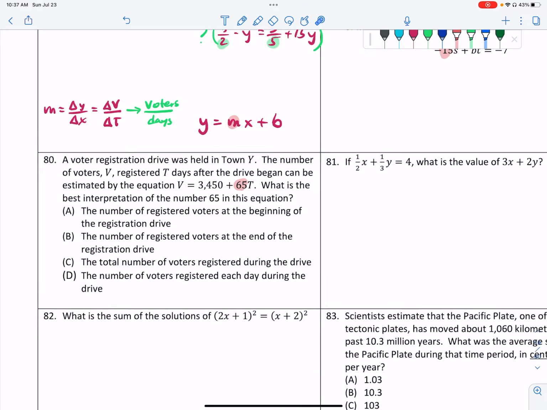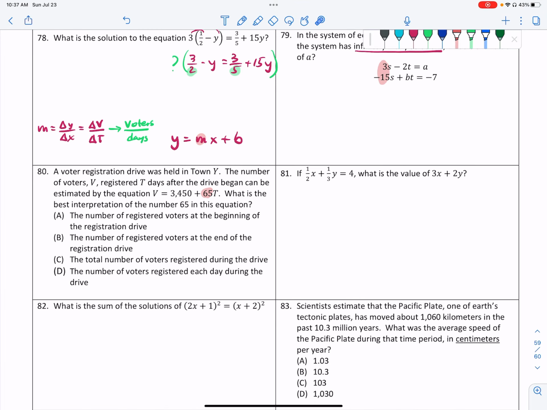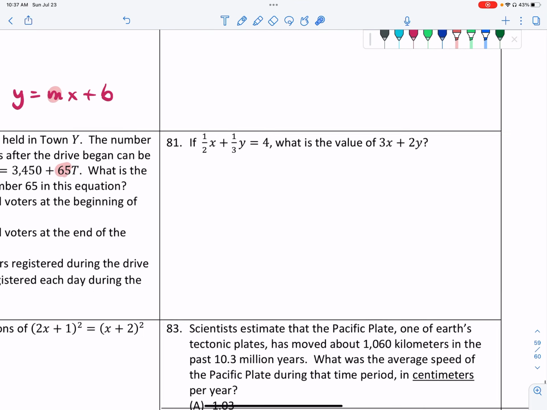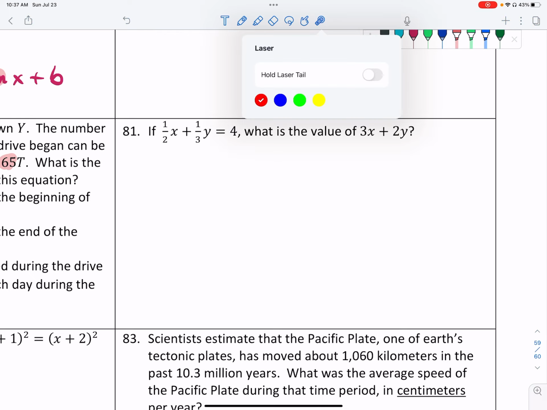Okay, over here on 81, if 1/2 x plus 1/3 y is equal to 4, what's the value of 3x plus 2y? Notice that they didn't ask you what x is. You can't find what x is because there's an infinite number of values of x that would satisfy this. If you ever wanted to know what they were, all you'd have to do is graph this, and then any point that's on that line would satisfy this equation. So that's not what it's asking.